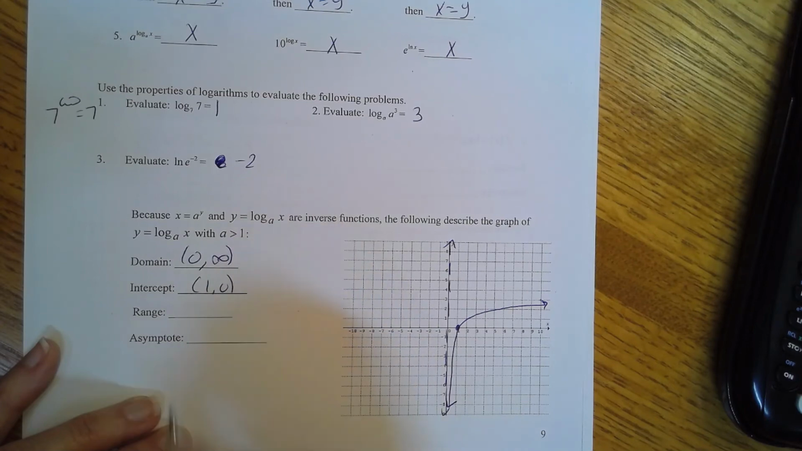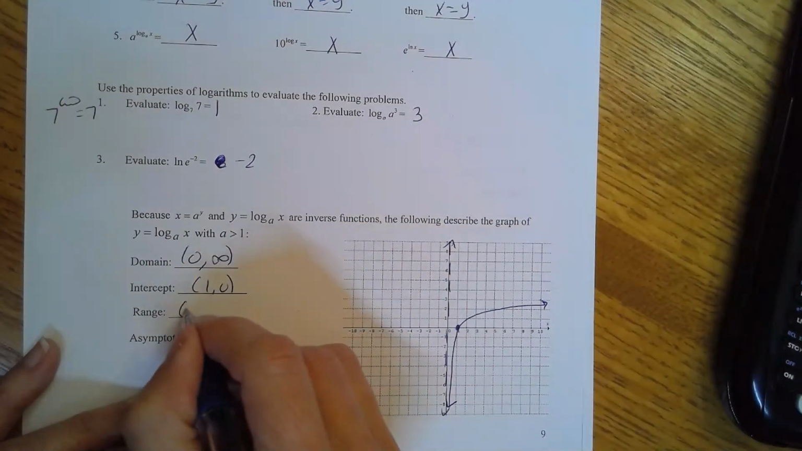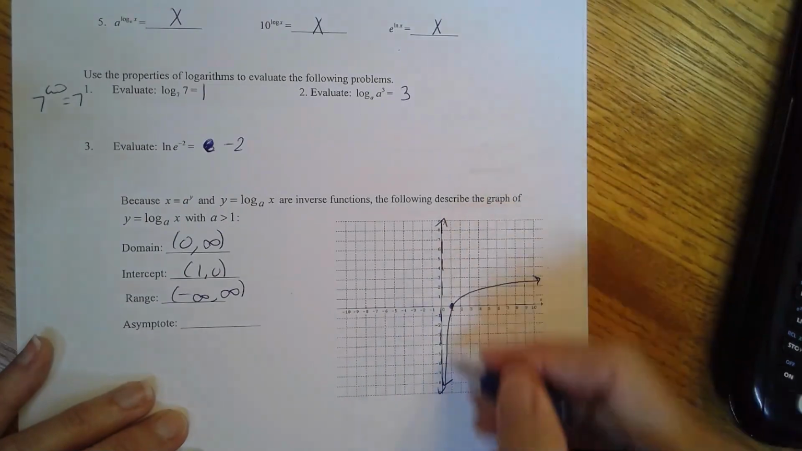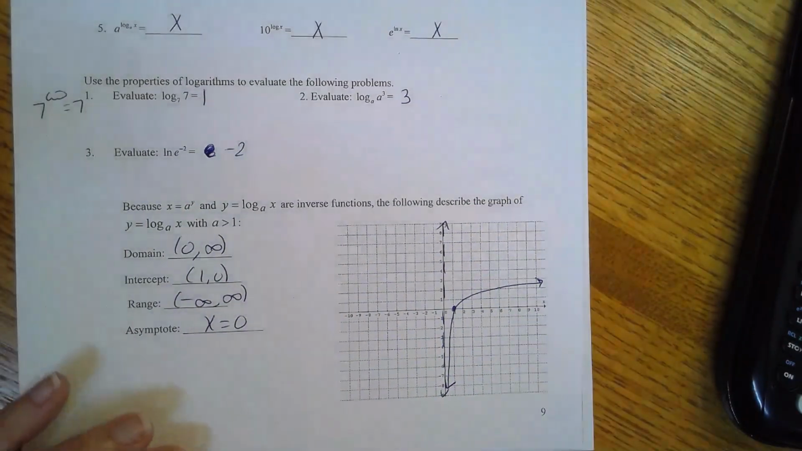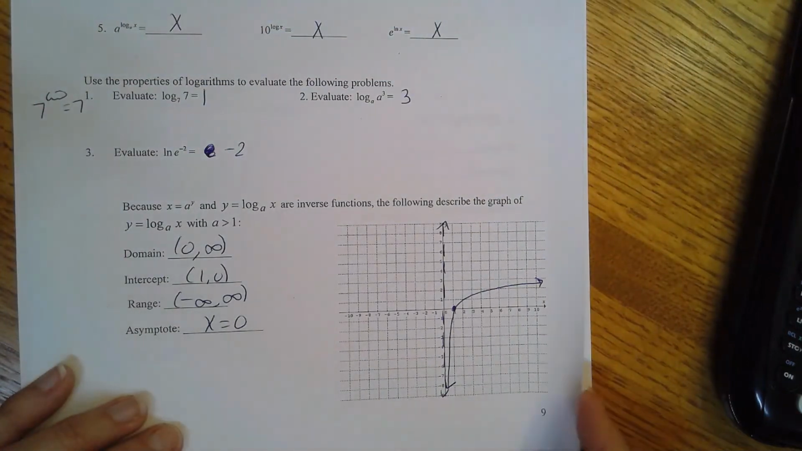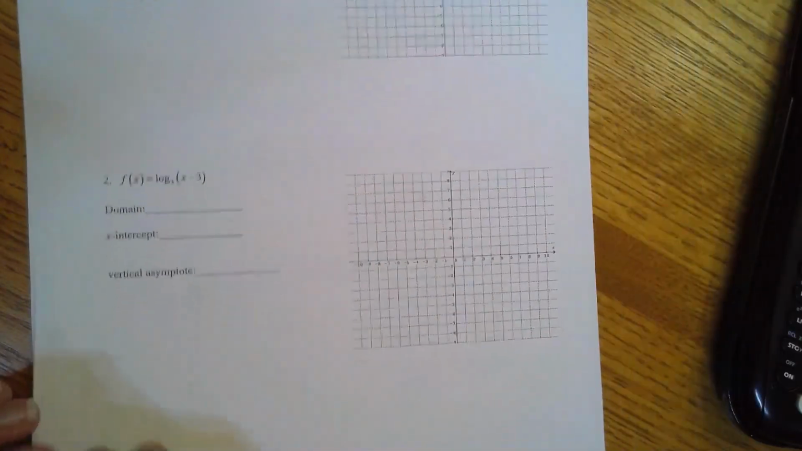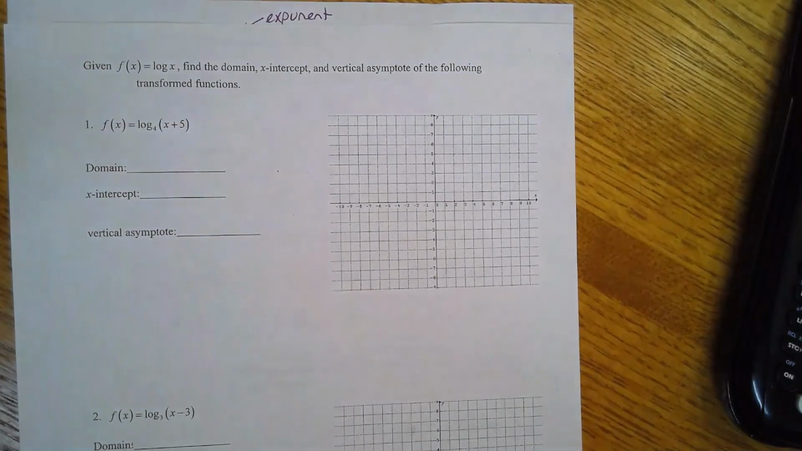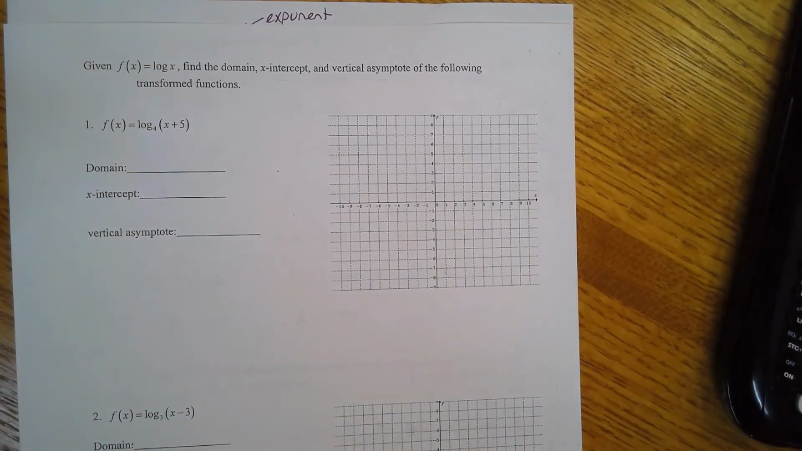Your range goes from bottom to top, and you'll see that we go from negative infinity all the way to positive infinity. And your asymptote now is going to be a vertical asymptote, and vertical asymptotes are x equals. Make sure you put the x equals. If you don't put the x equals, it's not correct. You need the x equals for vertical, you need y equals for horizontal. So let's go ahead and graph number 1, and then I'll have you graph number 2 and bring me back the answer so we can see everyone's okay graphing a log graph.